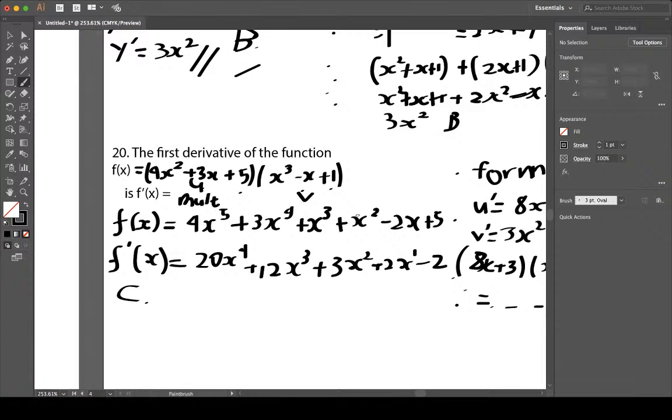And that's why you need practice, just to try to find the most effective way to solve the derivatives of functions. So that's the goal.